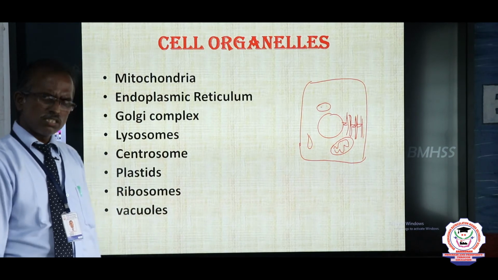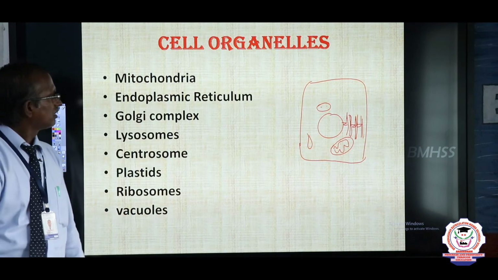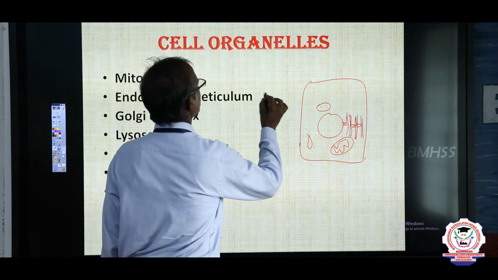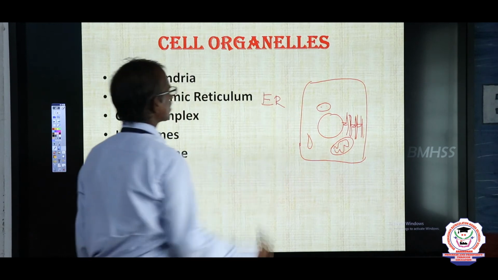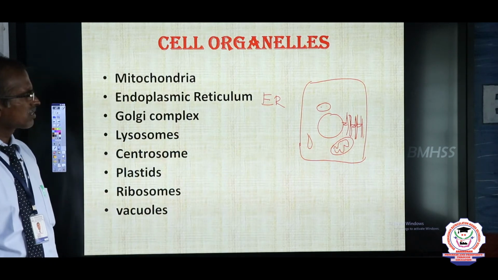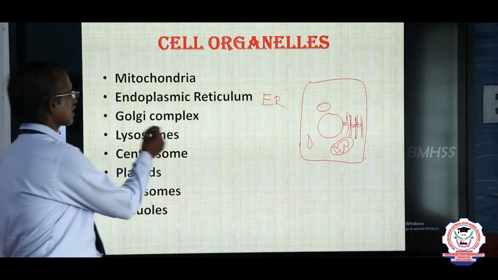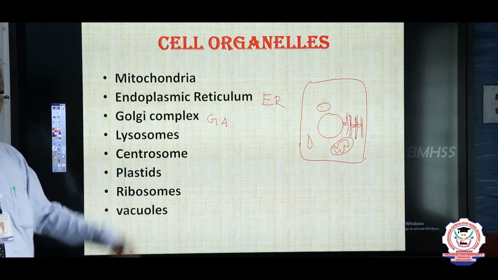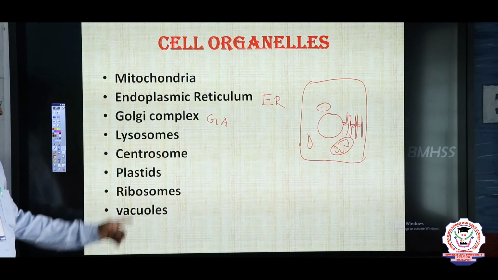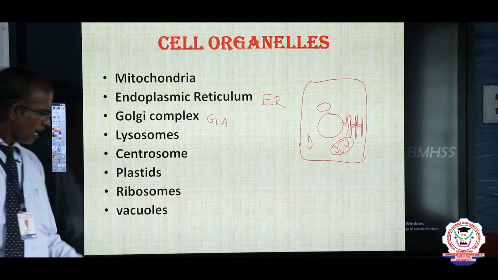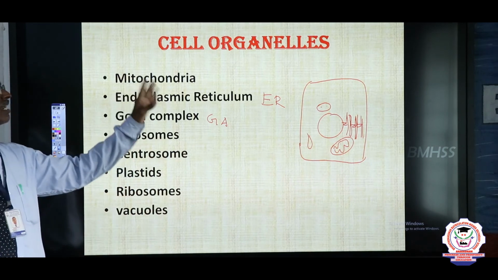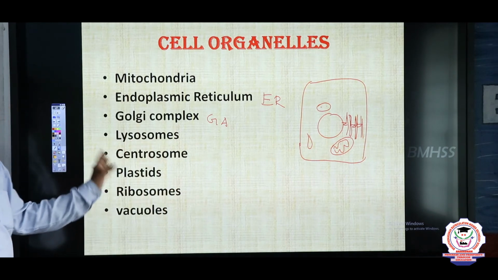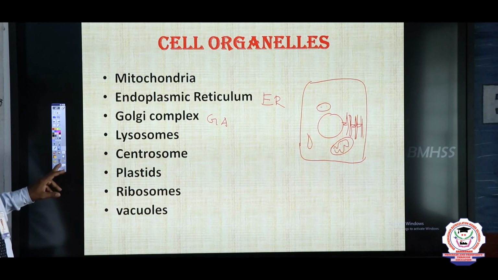The cell organelles include mitochondria, endoplasmic reticulum, shortly called ER, Golgi complex, otherwise called Golgi apparatus, lysosomes, centrosome, plastids, ribosomes and vacuoles. These are cell organelles which are present in both the plant cell and the animal cell. In some cases there are some exceptions.